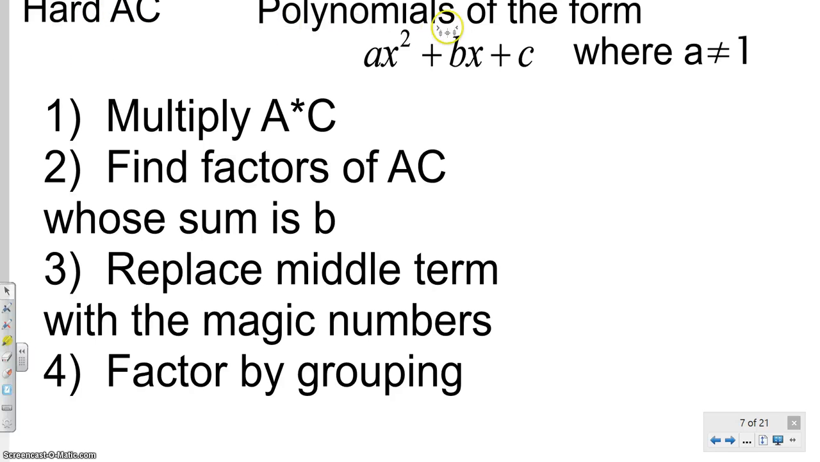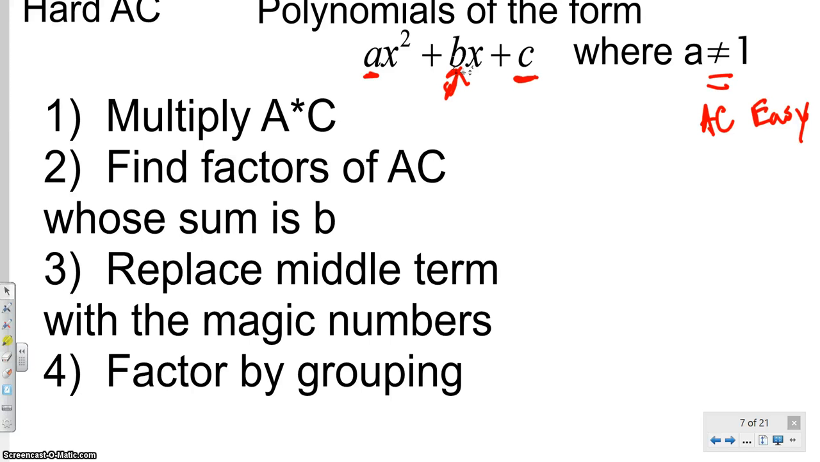All right. So the polynomials of the form ax squared plus bx plus c, where a does not equal 1. If a did equal 1, then we would be using the AC easy method. But that's not the case here. In other words, there'll be some other number than 1. All right, so the steps: you multiply AC, so you take A and C and multiply them. Then you find the factors of AC whose sum is B. In other words, the factors of that will give me this number right here.